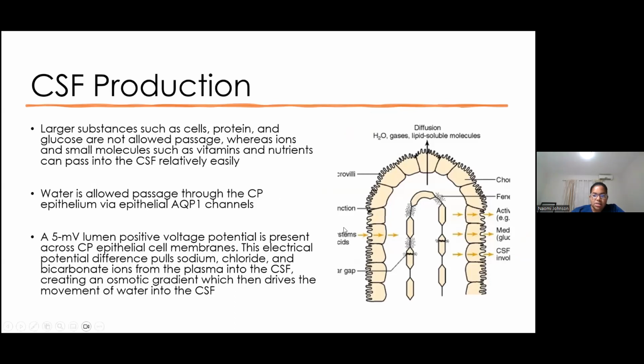So this is just a diagram of the blood-brain barrier that is formed. So larger substances such as cells, proteins, and glucose are not allowed passage, whereas ions and small molecules can freely go through. Water is allowed passage through the aquaporin 1 channels, also via the osmotic gradient that is created by the positive voltage potential created from the electrical charge pulled by the sodium chloride and bicarb ions.